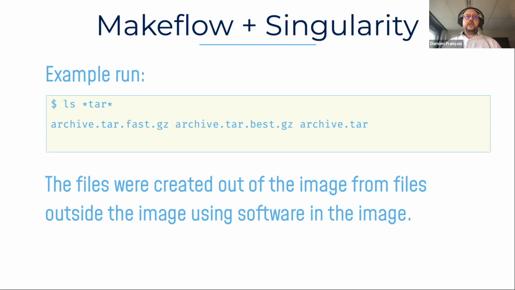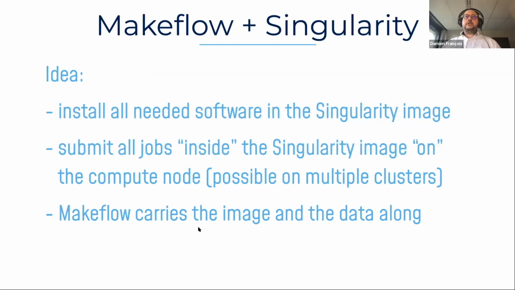So the idea with this integration is that you can install all the needed software in a Singularity image and then submit all jobs with the Singularity image on the compute node, and possibly on multiple clusters. So here, thanks to Singularity, even if the target clusters have very different operating systems, you can have a consistent environment for your jobs because Makeflow will carry the image along.